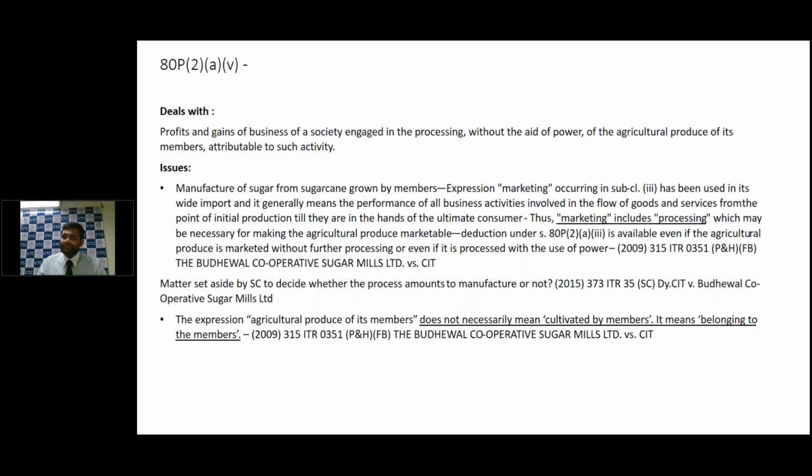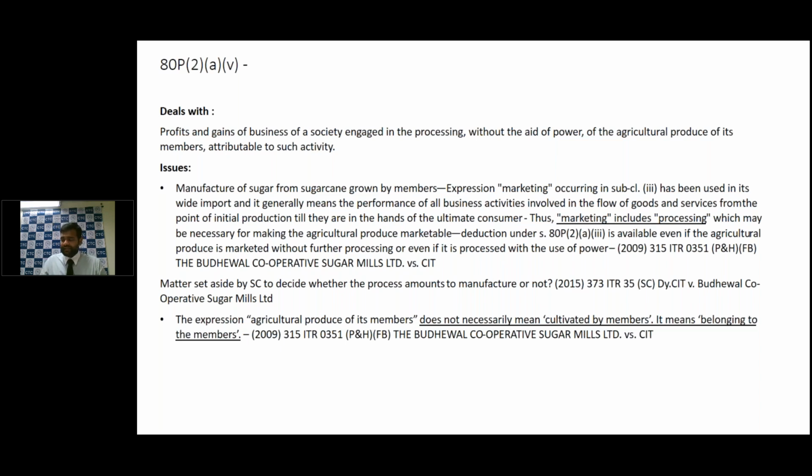If we compare 80P(2)(a)(iii) with 80P(2)(a)(v), there marketing of agricultural produce must be grown by the members, whereas here the agricultural produce being processed must belong to the members. It need not necessarily be grown by the members, as has been held by the Punjab and Haryana High Court full bench in Budhewal Cooperative Sugar Mills Limited. Therefore, if you compare these two provisions, if it amounts to processing with the aid of power, I can claim deduction under sub-clause 3, provided the agricultural produce is grown by the members. If it is not grown by the members but belongs to members, I cannot go to sub-clause 3, I have to come to sub-clause 5, and I claim deduction for processing only if the processing is without the aid of power.